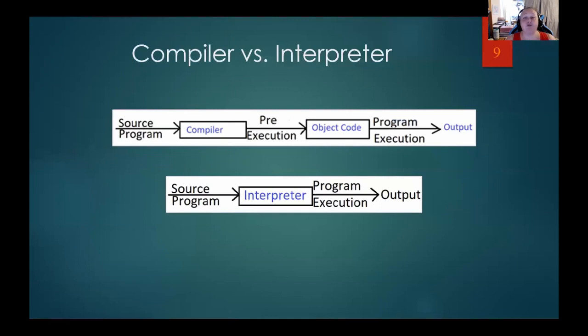So here's a good graphical representation of the difference between a compiler and a translator. For anyone that has programmed before, C and C++ actually use a compiler, whereas Python and JavaScript use interpreters. A compiler is going to go through the entire source code at one time, whereas an interpreter is going to run line by line.